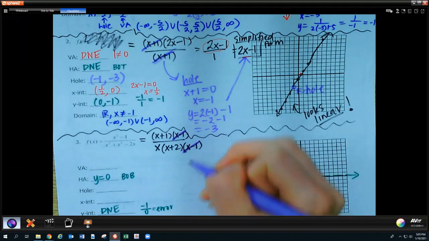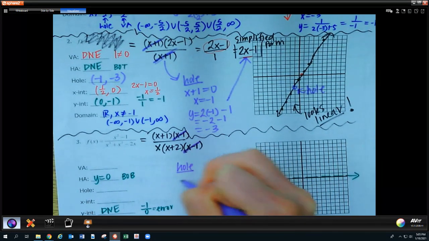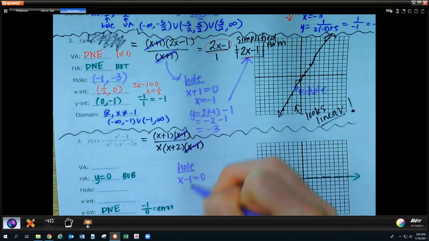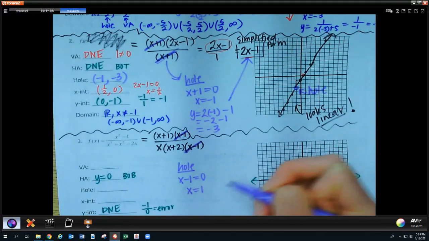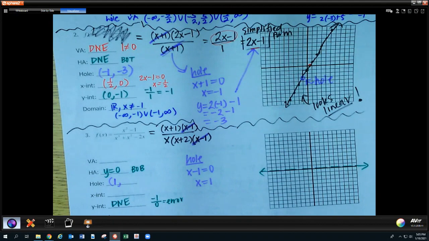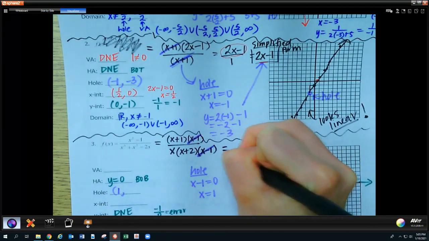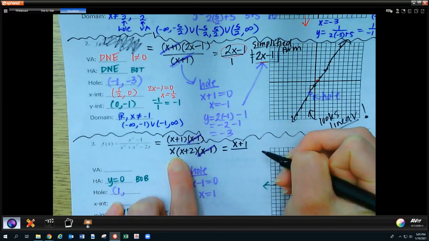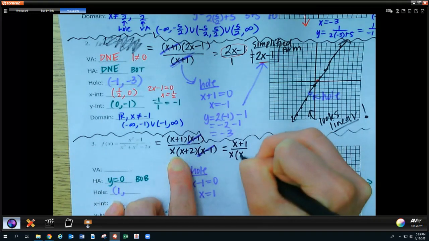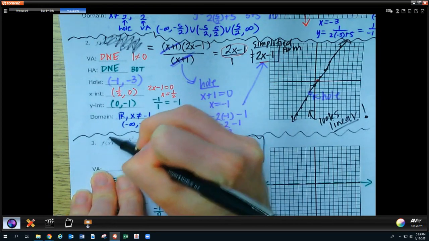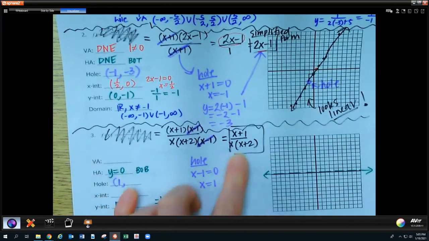Before I do anything else, I know that means there's a hole where x minus 1 equals 0. Whatever you cross off, go ahead and set it equal to 0. Add 1 to both sides, and so we know the x-coordinate of the hole is 1. Now we need to write down the simplified form. The top is just an x plus 1, and the bottom still has the x and the x plus 2. So still 2 factors on bottom.